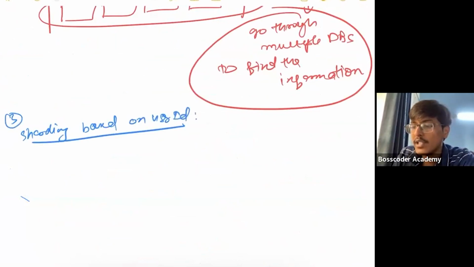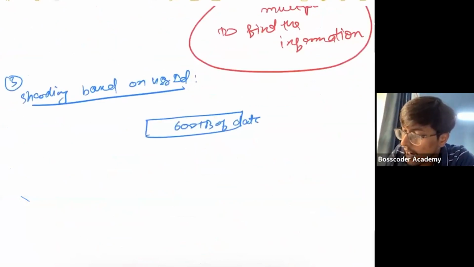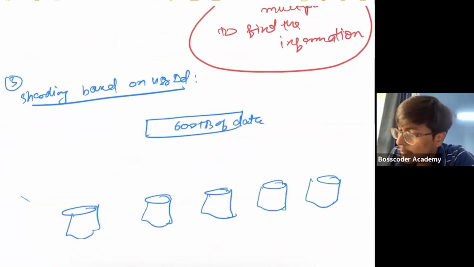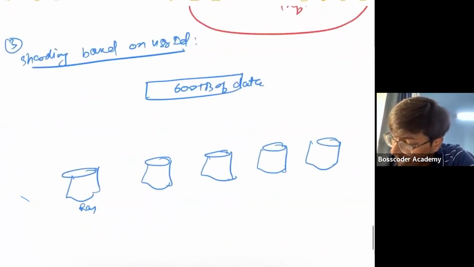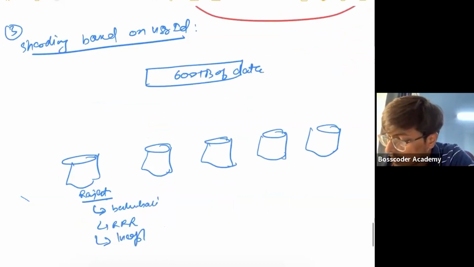What is sharding based on user ID? Sharding based on user ID is that I have this 600 terabyte of data. I will shard it into multiple databases based on user ID. For example, Rajat might have interacted with multiple movies like Bahubali, RRR, Inception, Captain America, right? Different movies.